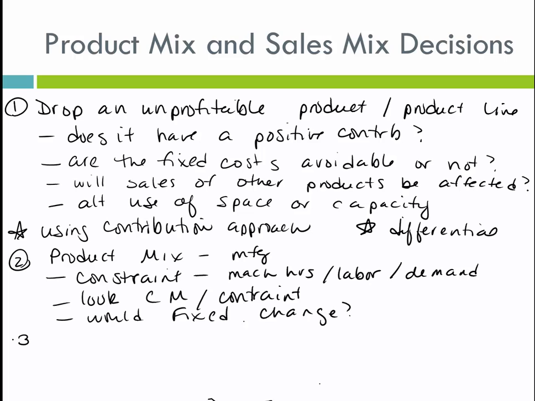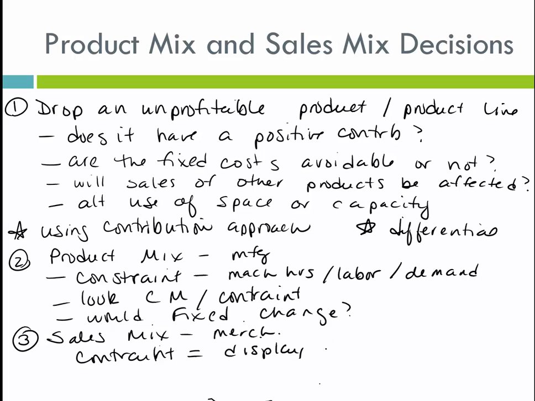And then the third type of decision you might see is very similar to number 2 there. This would be a sales mix decision, which would be the same type of thing, except this would be for a merchandiser. And the constraint is almost always going to be some sort of display space. So think about a retailer. So shelf space, floor space, something like that. So they're trying to maximize that.